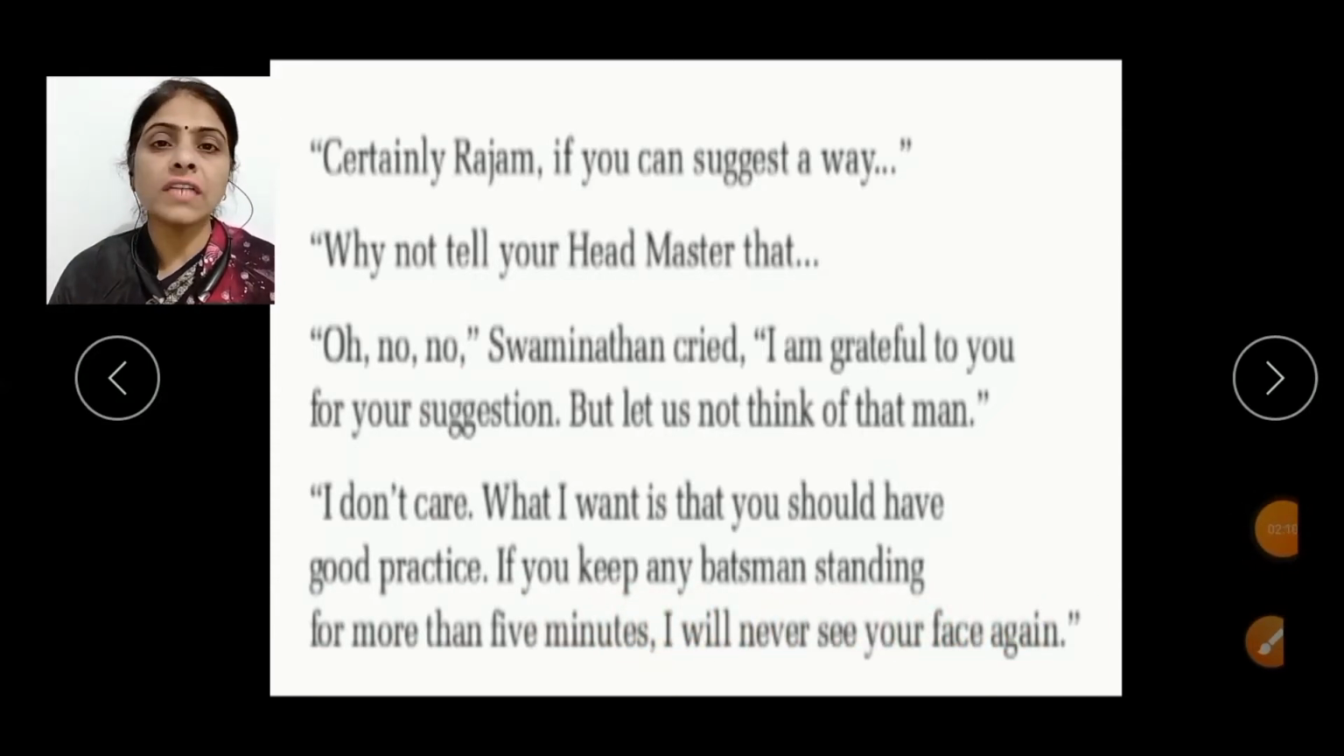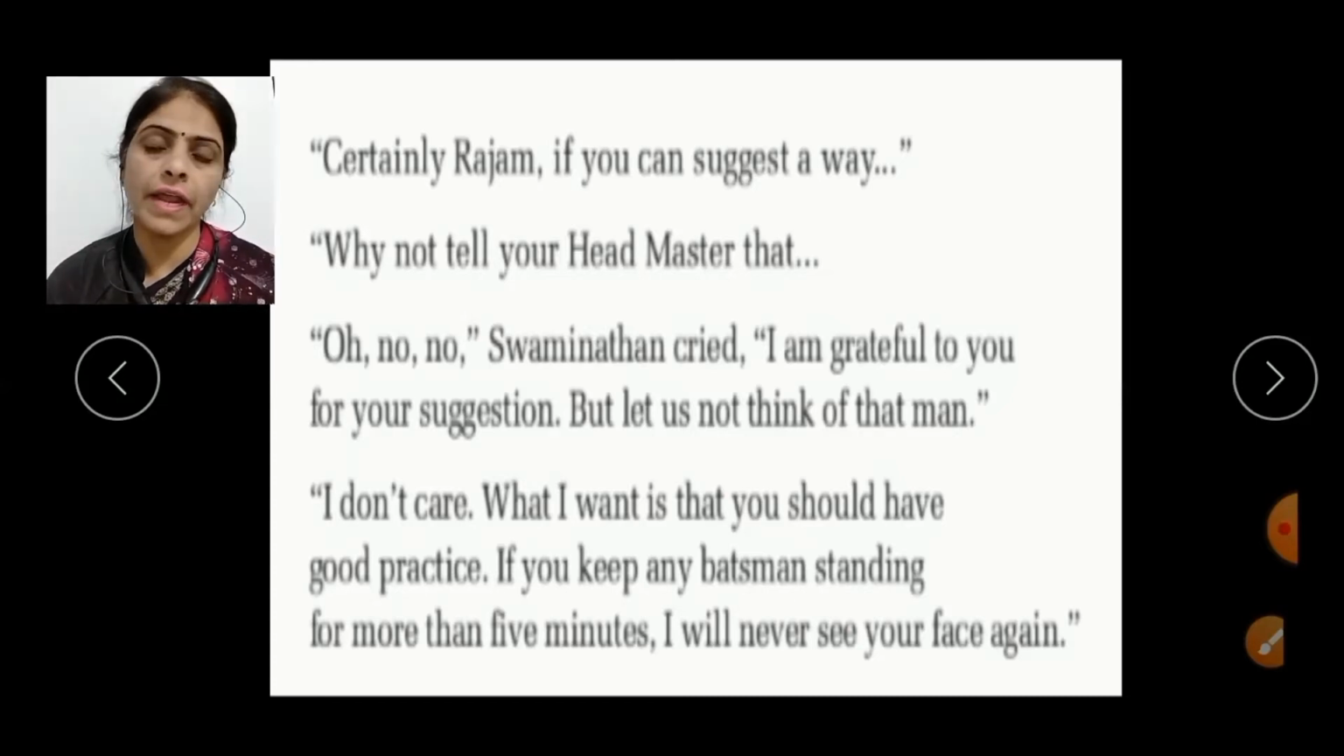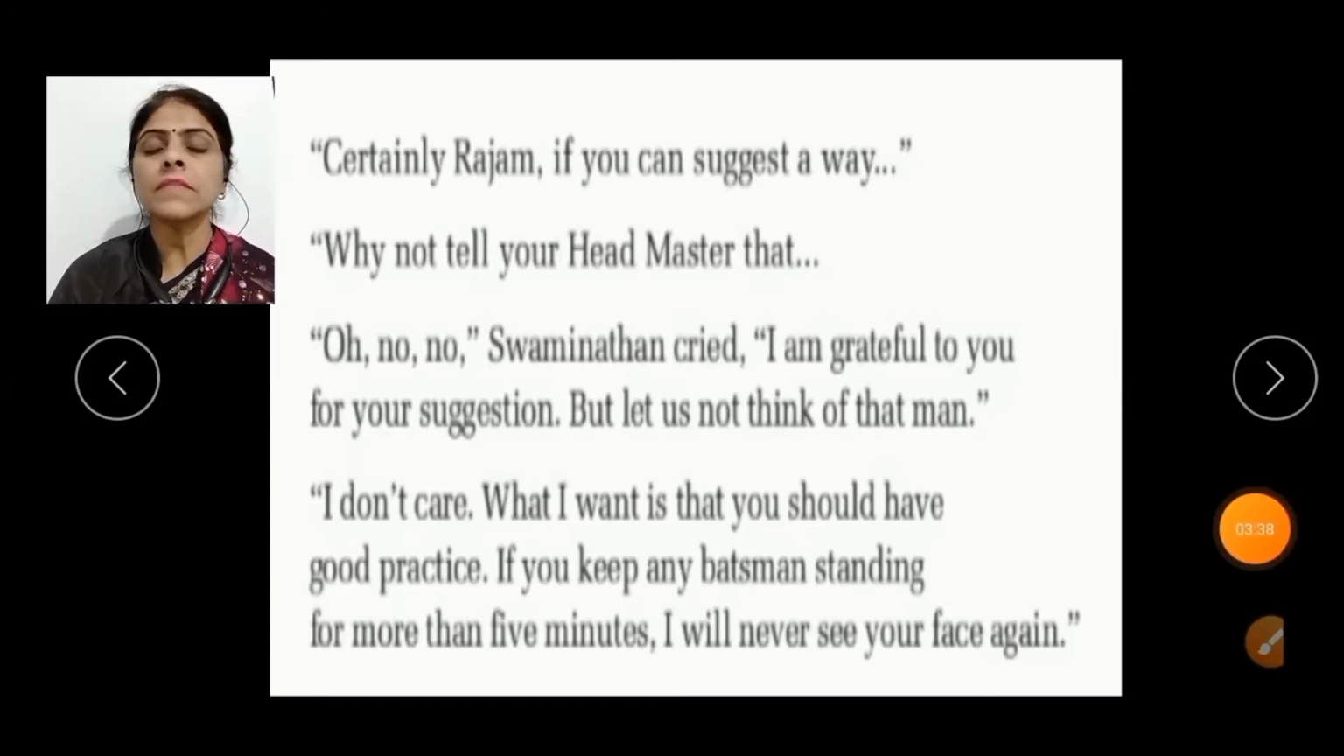Here, when Rajam requested Swami to have at least 1 hour practice in the evening, then Swami told him that he will be regular if he could suggest a way. Actually, due to drill class, scouting and some other things in the school, Swami was not regular in the practice. Therefore, he asked Rajam to give any suggestion to get rid of all these things.